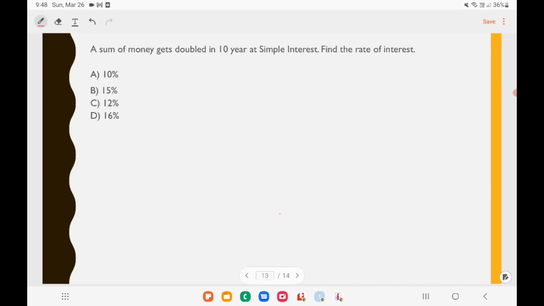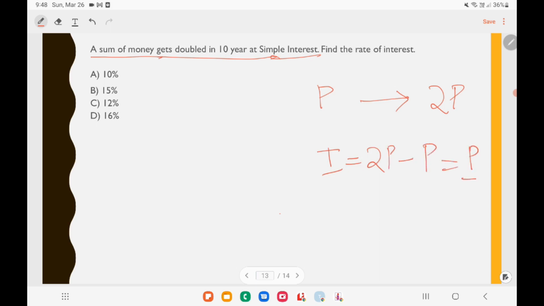as well, which is going to help you in solving these kinds of problems. Here a sum of money gets doubled in 10 years at simple interest, then find the rate of interest. If you deposit an amount of money P in a bank and it gets doubled, the amount became 2P. So here the interest will be equal to the final amount 2P minus the initial amount P, which is equal to P. So the interest will be equal to the principal amount.